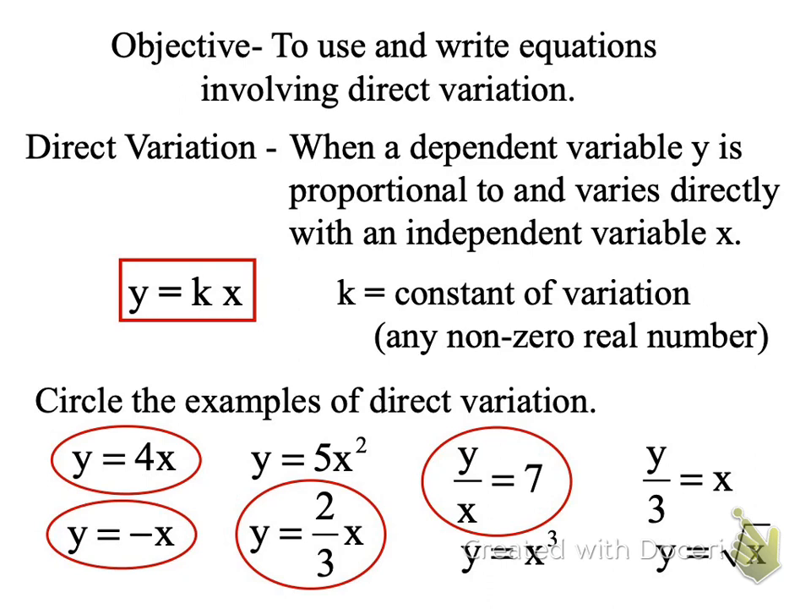Next one, show me with your thumbs. Okay, Tony, why is it not? Because x is to the third power. Good. Next one, y over 3 equals x. Is this a direct variation equation? Show me with your thumbs. Chloe, why are you saying that? Yes, because if you get the y alone, then it'd be y equals 3x. Perfect.